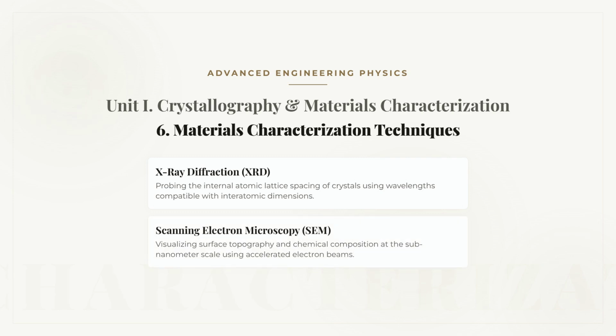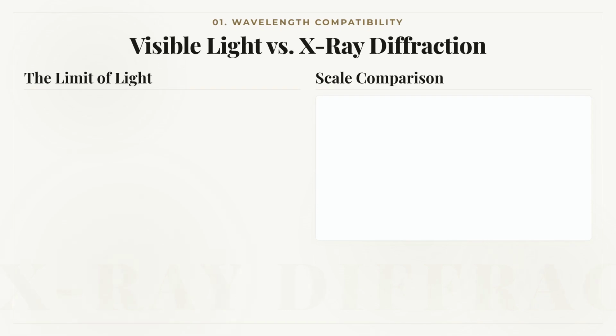To answer these questions, scientists use various materials characterization techniques. These techniques help us investigate the structure, morphology, composition, and properties of materials. Among the most important characterization techniques are X-ray diffraction, commonly called XRD, and Scanning Electron Microscopy, commonly called SEM. Let us first study X-ray diffraction and Bragg's law.